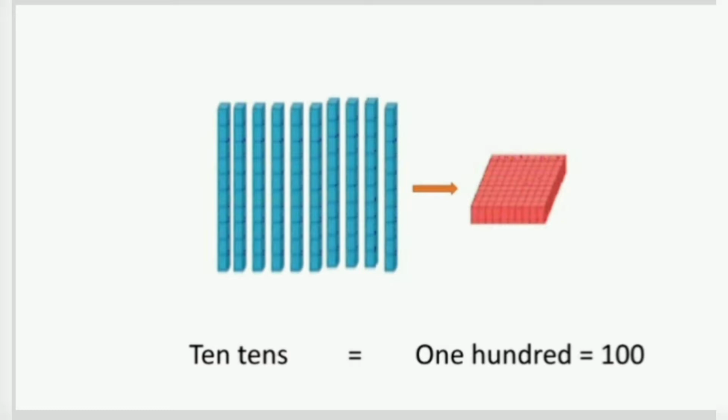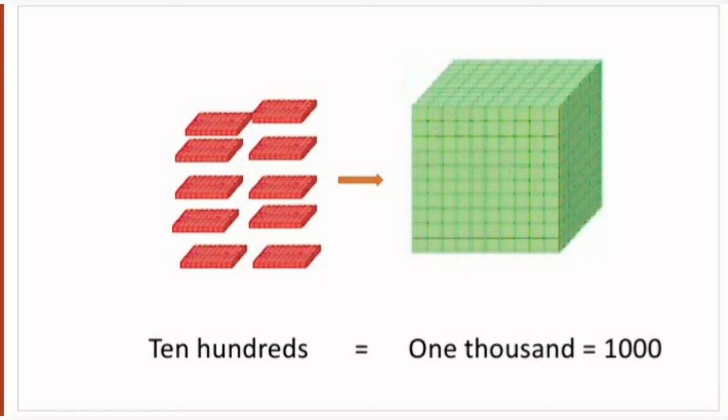What happens when 10 tens are put together? You can see a slab like structure which is shown here in red. So when you merge 10 tens, you get 100. What about when 10 hundreds are merged together? You can see in green a cubical structure that we are going to use to show 1000, right? So 10 hundreds is equal to 1000.